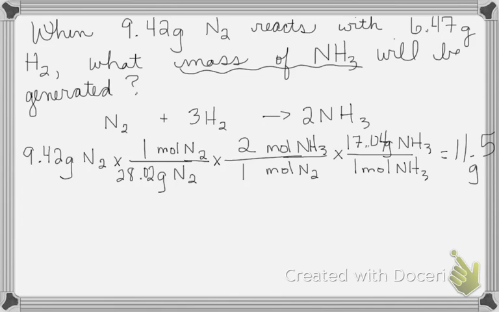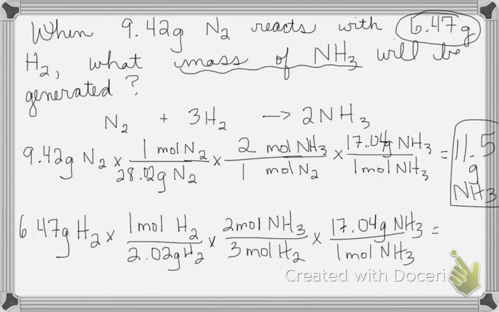11.5 grams of ammonia. Now, is that my final answer? Well, I don't know, because I've only calculated it based on one of the reactants. What do I have to do to see if that's my final answer? Go back and calculate it using this 6.47 and then compare those numbers. So you guys set that one up. I've shown you how to do this one. Y'all try to set that one up.